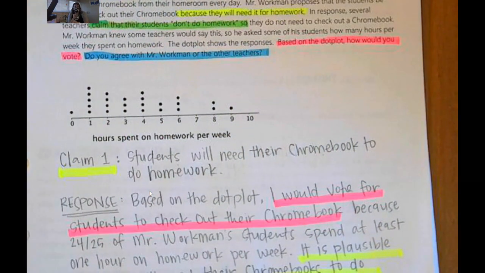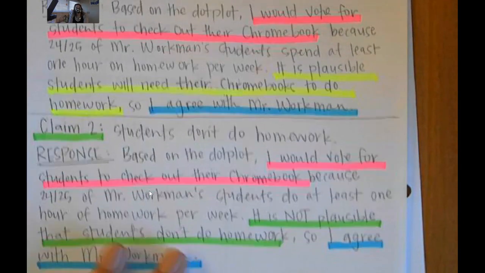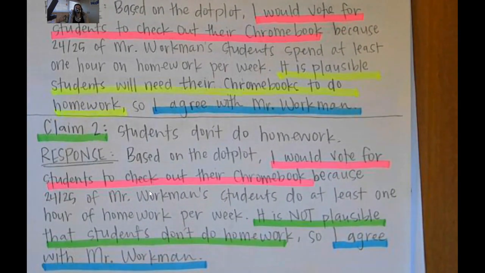Yeah. Okay. I was wondering, for response number 2, is it okay if instead of 24 out of 25, I say 1 out of 25? Yes. So Cirrus is asking, is it okay if on claim 2 she wrote, I would vote for students to check out their Chromebooks because only 1 out of 25 of Mr. Workman's students do not do homework. That's totally fine as well.